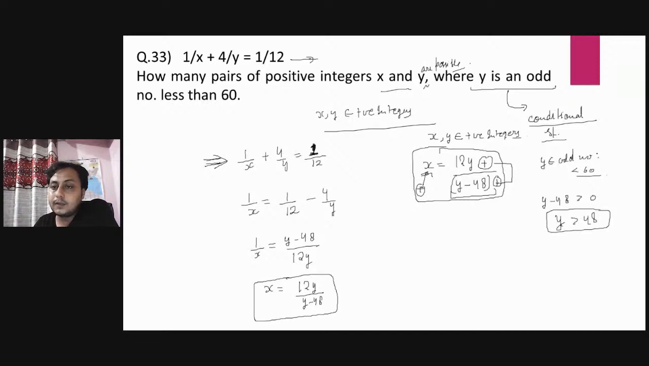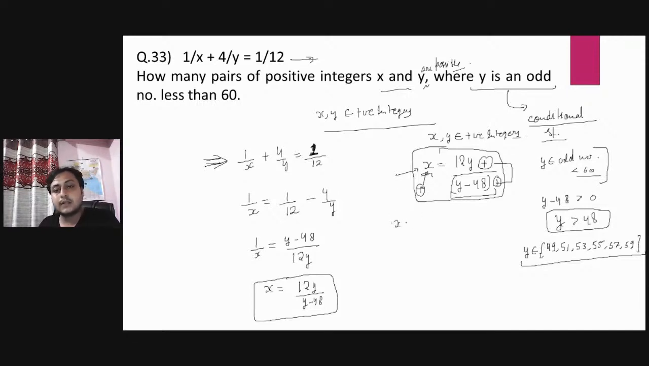y is greater than 48, an odd number, and less than 60. The possible values of y are 49, 51. We cannot take 50 because y is an odd number. 53, 55, 57 and 59. y is less than 60. Got it? 49, 51, 53, 55, 57, 59. So guys, these are possible values of y, but we cannot take all the values because x should be a positive integer also, right? We have to check x also, x should also be a positive integer.